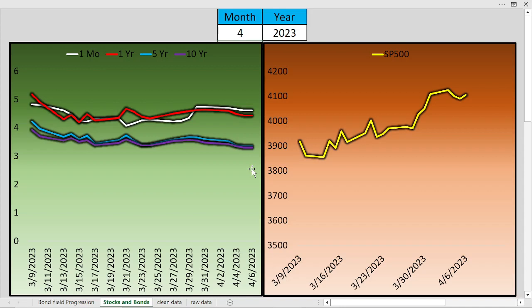Like I said, we're going to spend quite a bit of time with this tool moving forward and comparing present-day bond market conditions to what we've seen in history, and hopefully that'll give us a little bit of clue as far as what might be to come in the future.